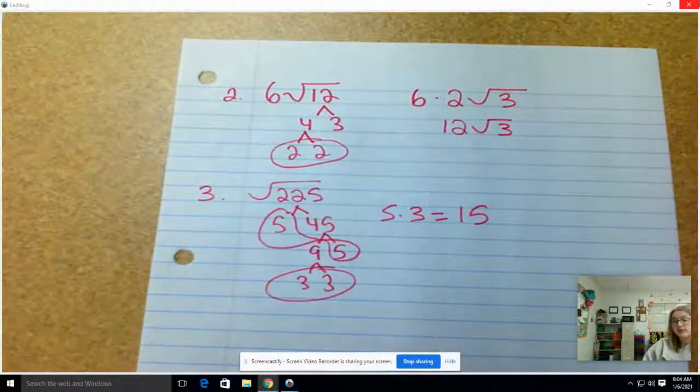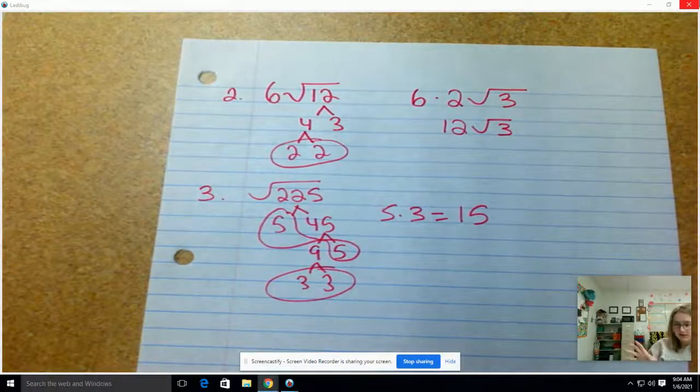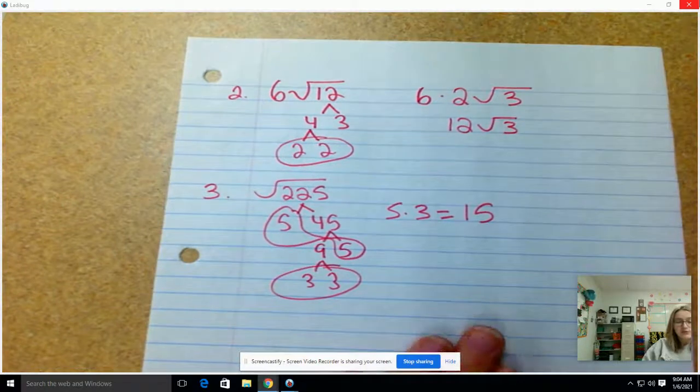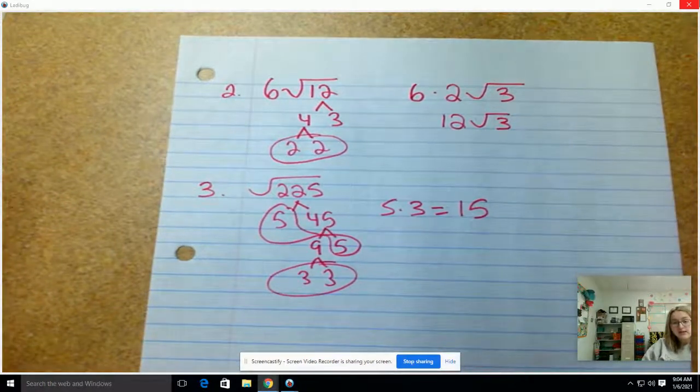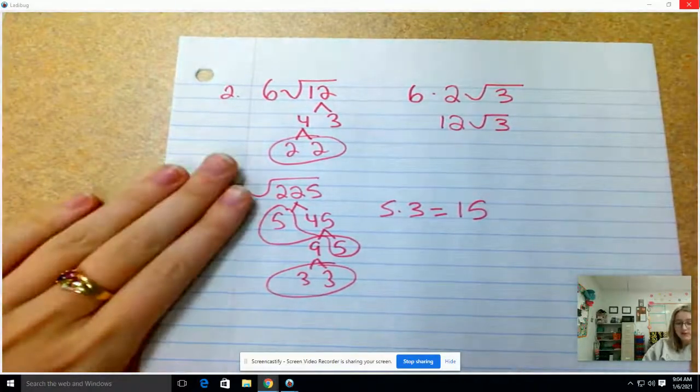When we get to the quiz and the test, I won't care which method you use, but for practice, I want you to do method 1 for the second section, and it says guided on it, and then the other one just says simplifying radicals. I want you to do the factor tree method.